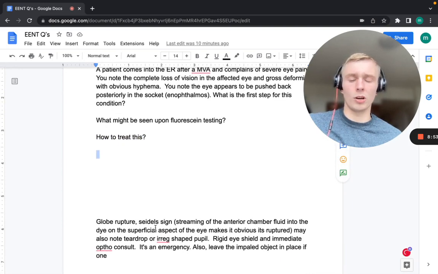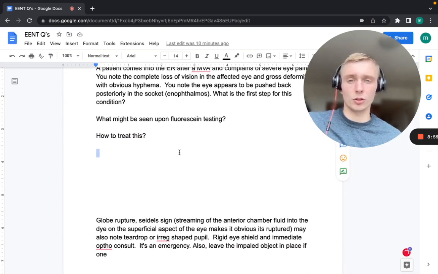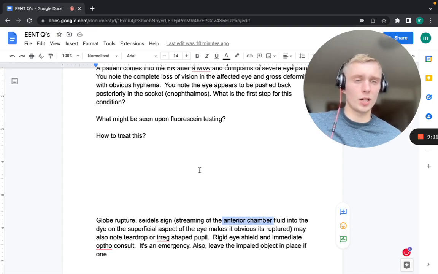So this is going to be a globe rupture, typically after trauma, obvious gross deformity, enophthalmos, the eye's pushed inwards. This is going to be the Seidel sign. So the Seidel sign is when there's a globe rupture, the streaming from the anterior chamber, the aqueous humor. When you put the fluorescein in the eye, typically that covers the eye in that kind of lightish green color, but there's going to be that streaming out of the anterior chamber if there's a rupture of the globe. So it's going to show that fluid that's not fluorescein. So we're going to see that Seidel sign classically if it's a globe rupture.